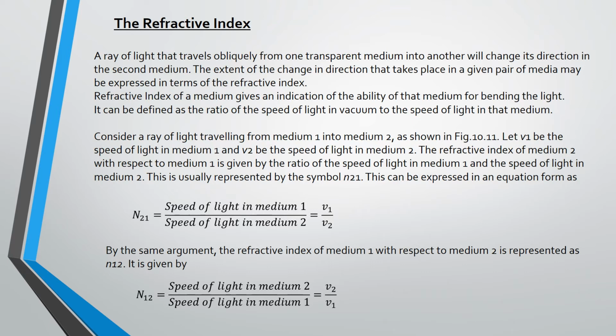Refractive index of a medium gives an indication of the ability of that medium for bending the light. It can be defined as the ratio of the speed of light in vacuum to the speed of light in that medium. Consider a ray of light traveling from medium 1 into medium 2 as shown in figure. Let V1 be the speed of light in the first medium and V2 be the speed of light in second medium. The refractive index of medium 2 with respect to medium 1 is given by the ratio of speed of light in medium 1 and speed of light in medium 2. This is usually represented by the symbol N21.